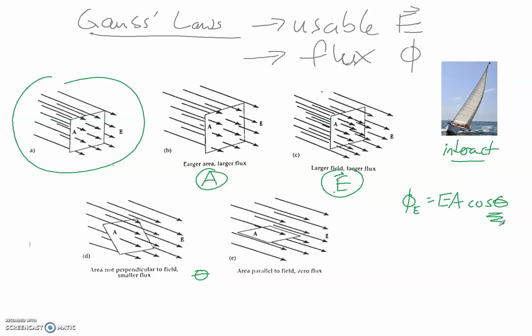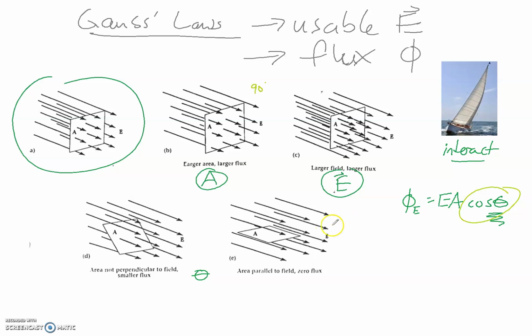Now, I want to expand on this a little bit because this is where, well, you guys would call it tricky, that whole cos theta thing. So, for example, here, that looks like 90 degrees between the area and the field. But the cos of 90 degrees is 0, which means the flux would be 0. This does not look like a 0 flux.